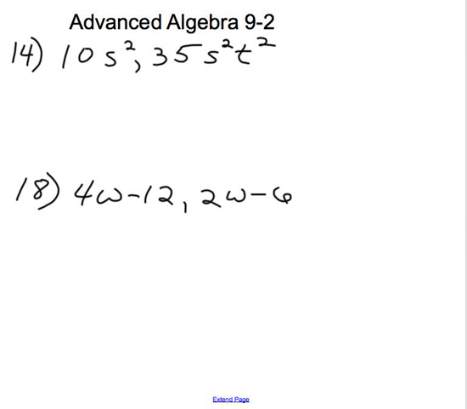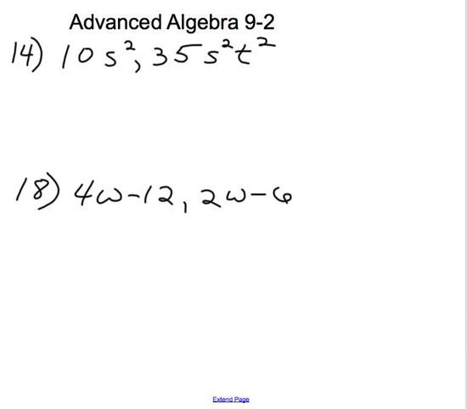This is a homework help video for Advanced Algebra Chapter 9, Lesson 2. We're going to look at 4 problems. Number 14 and 18 both ask you to find the LCMs, the least common multiple, of each set of polynomials.